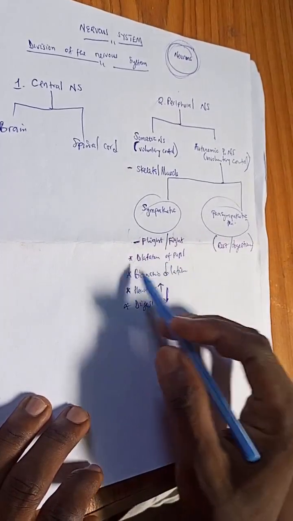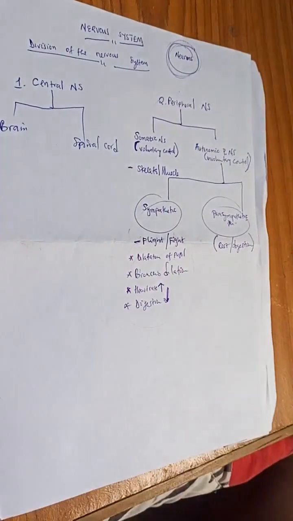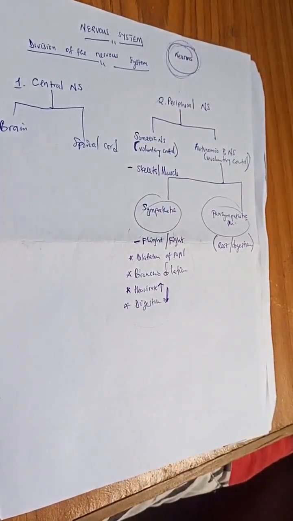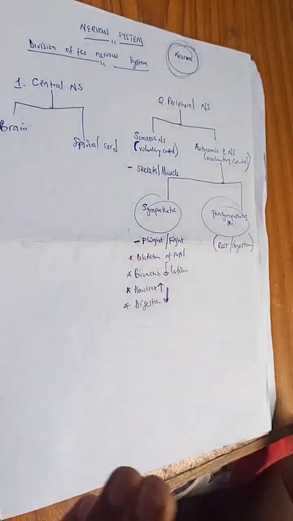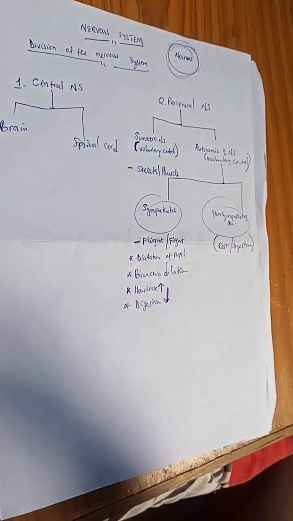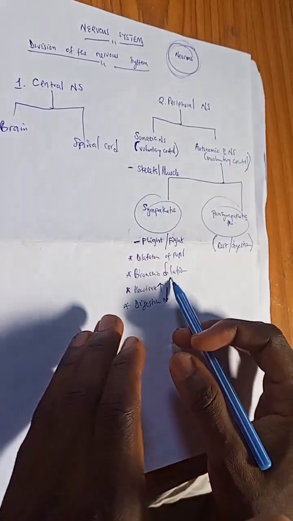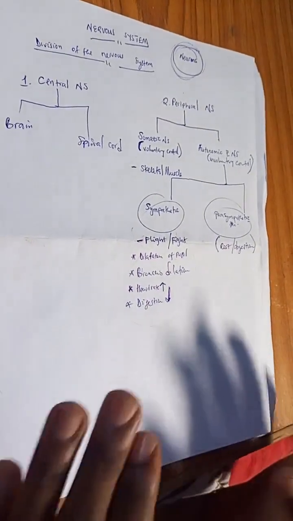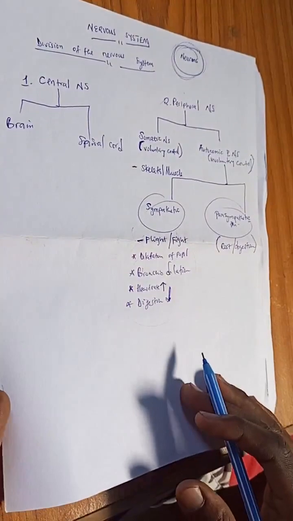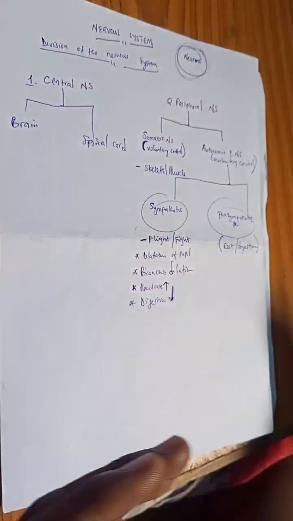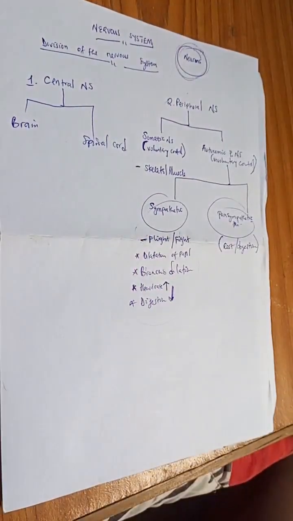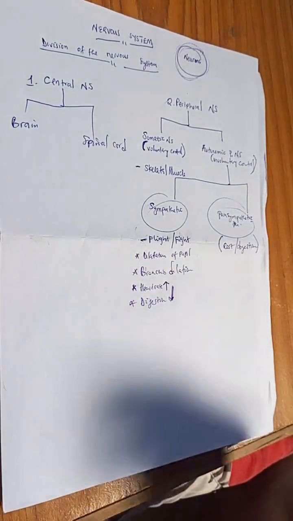So what is going to happen to the pupils? They are going to constrict. It's the parasympathetic nervous system that causes your pupils to constrict. Dilatation of the bronchioles? No, come on, I don't need a lot of air. I'm not even doing something that is strenuous. So there will be constriction of the bronchioles. The heart rate is going to be reduced.